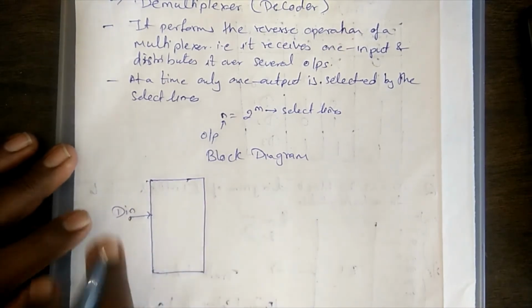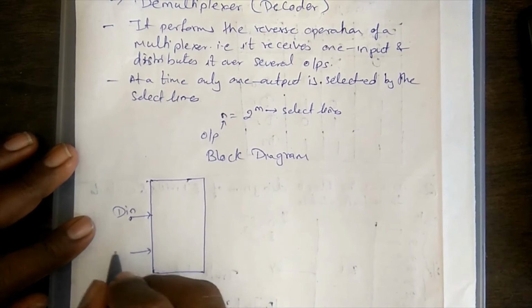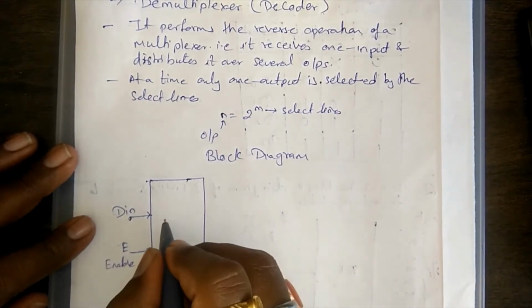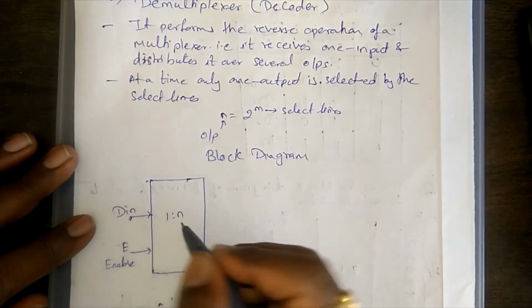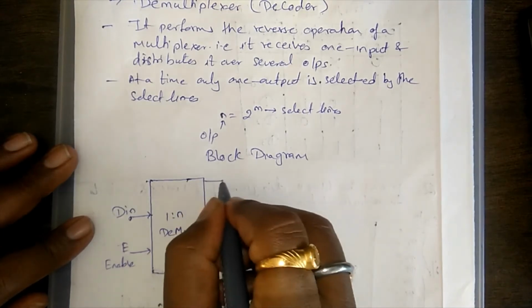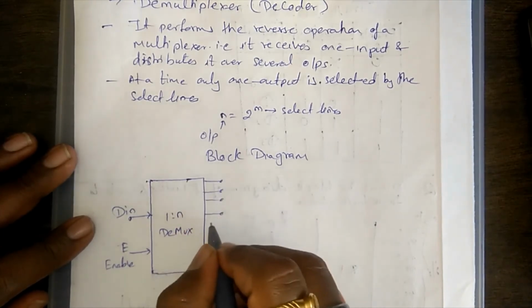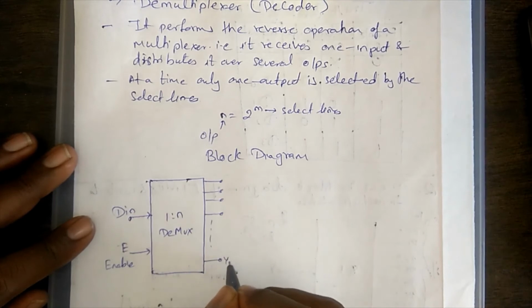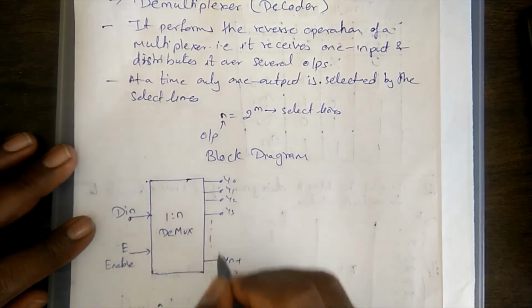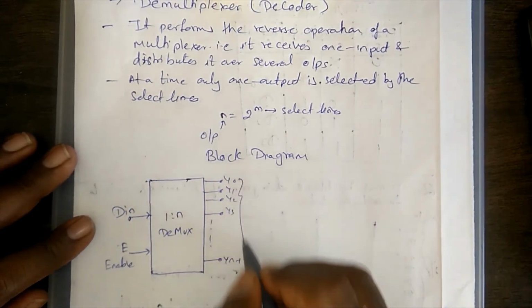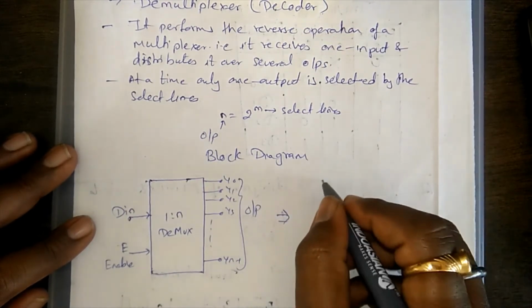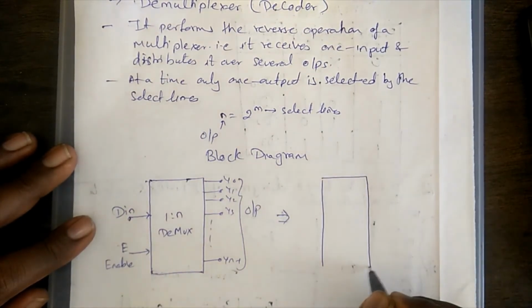D in means data input. Okay, and this is what? Enable. E stands for what? Enable pin, strobe pin. Okay, demux means here 1 is to n. The short form is what? Demux. And multiple outputs: Y0, Y1, Y2 and Y3 till Yn. Okay, these are what? Outputs. So we can see some more elaboration of this block diagram.